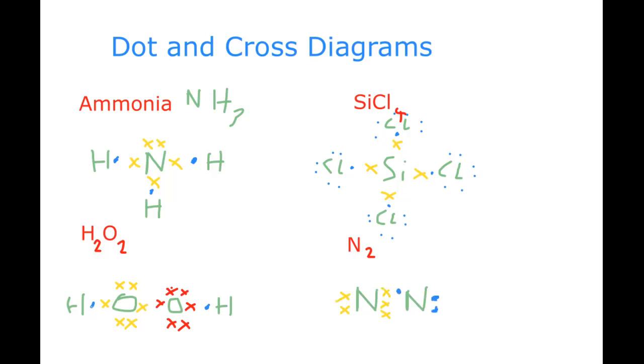So nitrogen will form a triple covalent bond. So over here, one will be a sigma bond and two will be pi bonds. But in the dot and cross diagrams, we do not show sigma bonds and pi bonds separately. We just show them by dots and crosses. Next is PCl5.